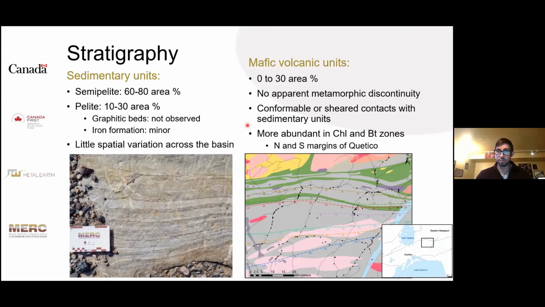And we actually see these transitional zones where we have up to 30% volcanic units occurs on both the northern and southern margins of the Quetico. So in the northern parts, these contacts tend to be sheared more. In the Beardmore-Geraldton Belt, for instance, there's shear zones that separate these units. But in the southern parts, we can see that these are generally primary contacts between the mafic volcanics and sediments.